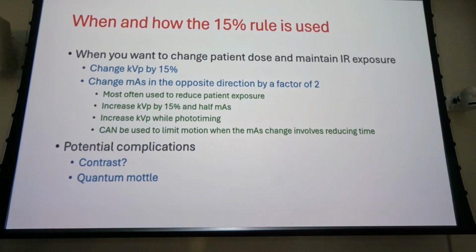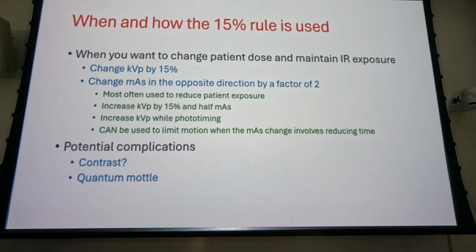So how could you limit the fetal dose? Increase kVp. Use the 15% rule twice, right? Increase by 15%, cut it in half. Increase by 15%, cut it in half again. Lower the dose to the patient. Okay. So usually that's going to be the case.